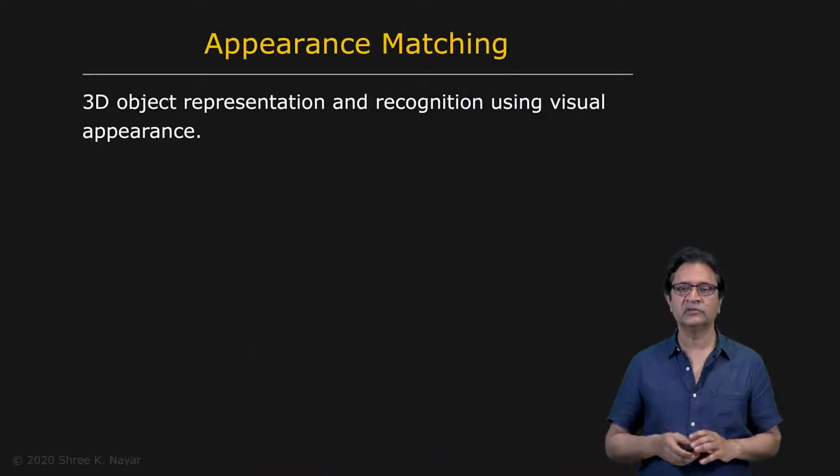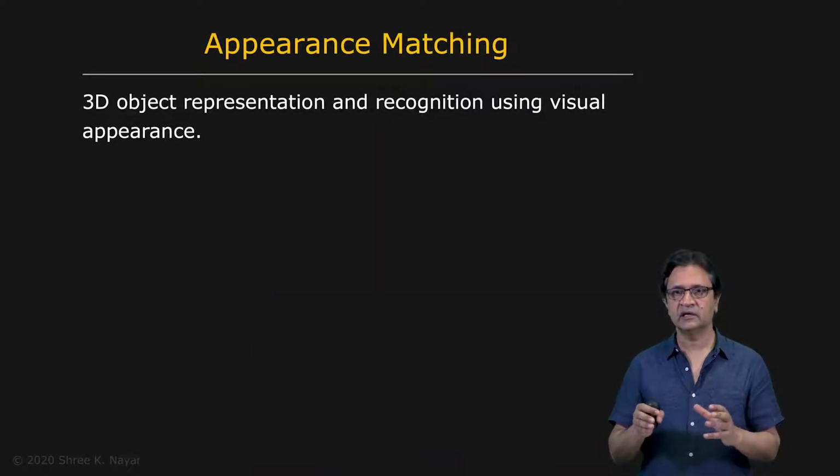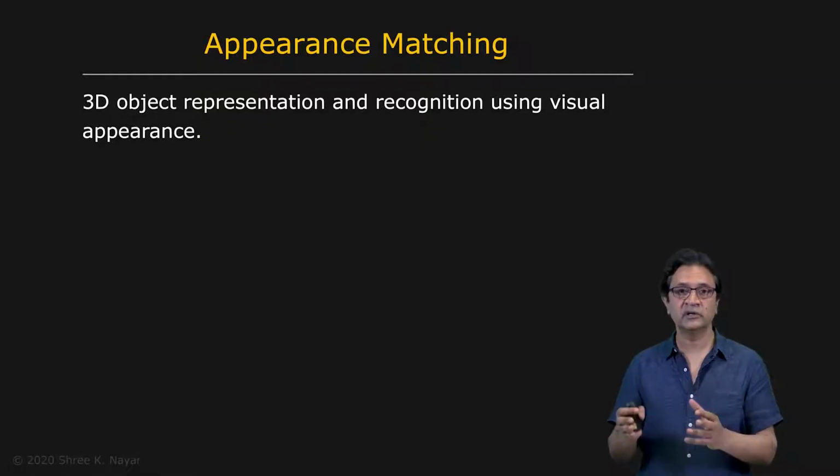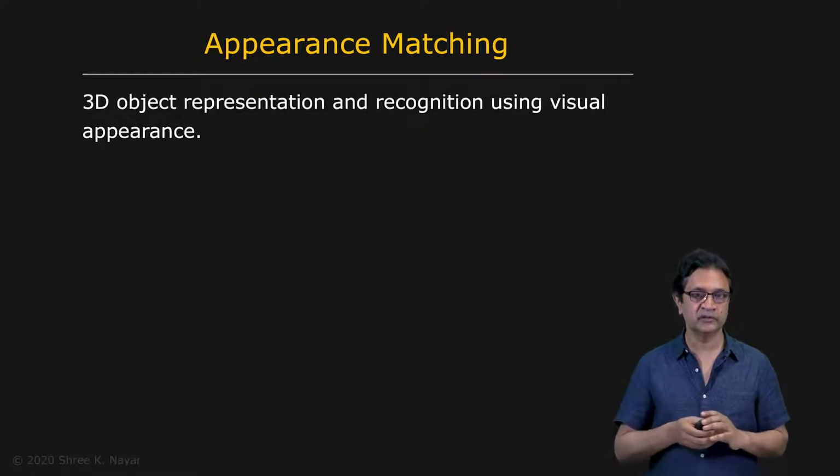Now we're going to tackle the problem of recognizing a three-dimensional object from its visual appearance in two-dimensional images. This paradigm is referred to as appearance matching. So what we want to do is to represent and recognize three-dimensional objects using their visual appearances in two-dimensional images.